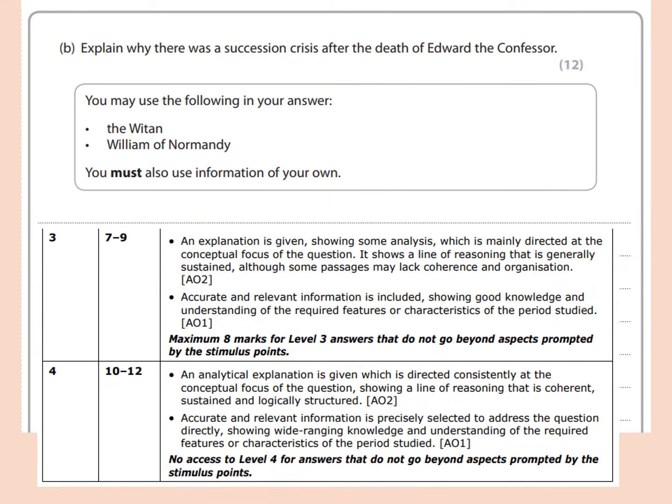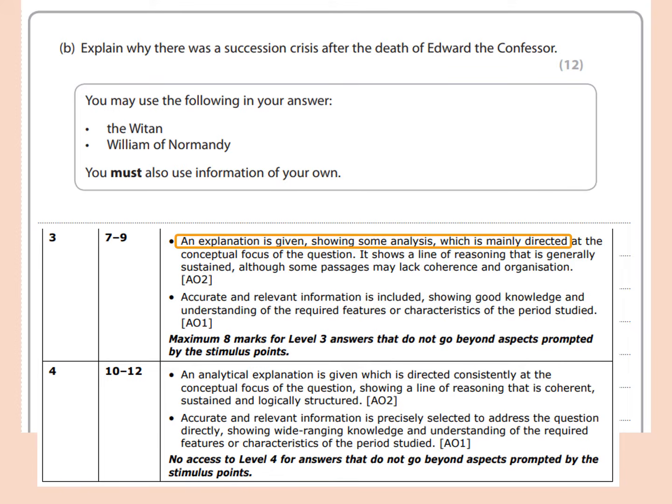Here's the mark scheme that the examiner will be working from. I've left out levels 1 and 2 because we're going to be aiming rather higher than that. And I realise that these are written in the examiner's jargon, but we're going to look at some of the differences in the language here so that we can see what is the difference between a good answer, which is level 3, and a really good answer, which is level 4.